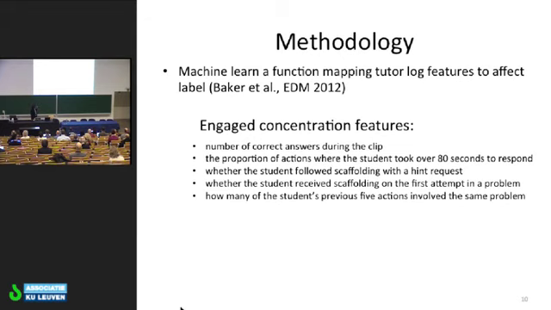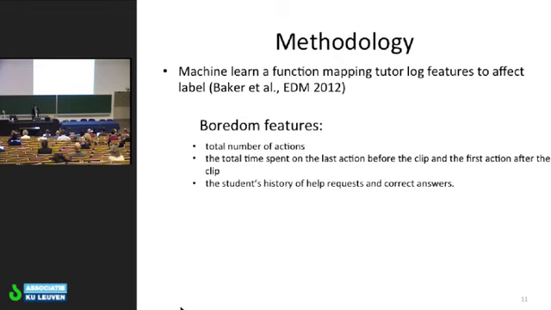Here are some examples of engaged concentration features chosen. Number of correct answers during the clip, which is during the 20-second period. The proportion of actions where the student took over 80 seconds to respond. So maybe that indicates if you're taking longer, you must be concentrating, if it's not too long perhaps. Whether the student followed scaffolding with a hint request, etc. Some features of boredom: total number of actions. I suppose if it was very low, you might indicate boredom. The total time spent on the last action before the clip and the first action after the clip. The student's history of help requests and correct answers.